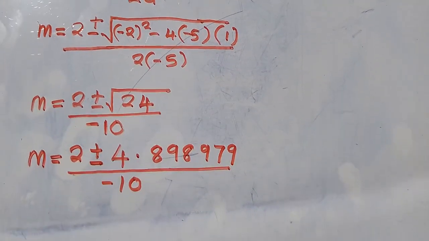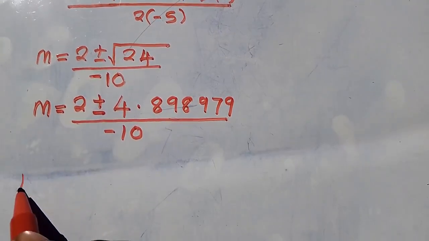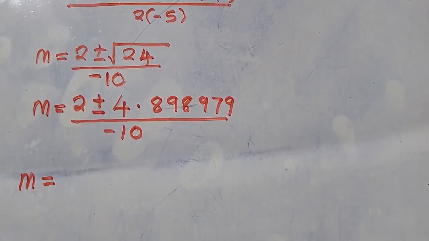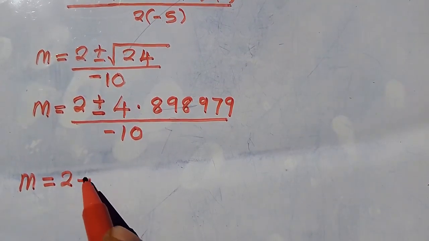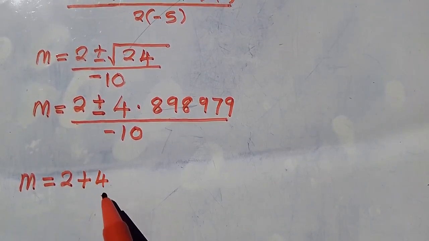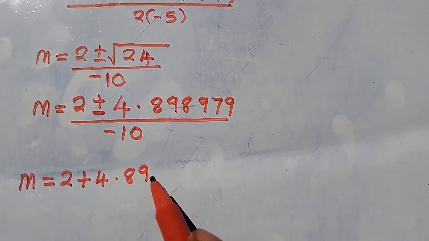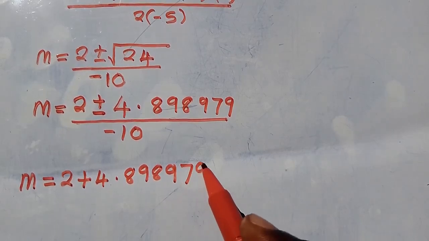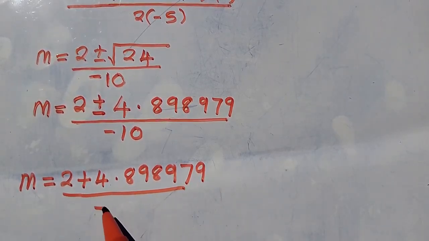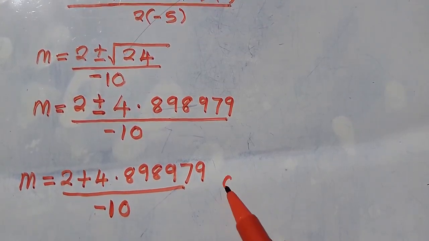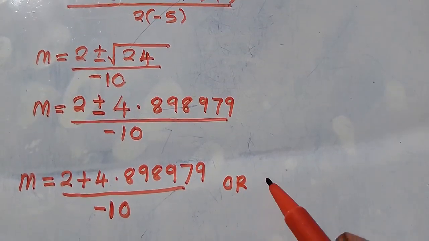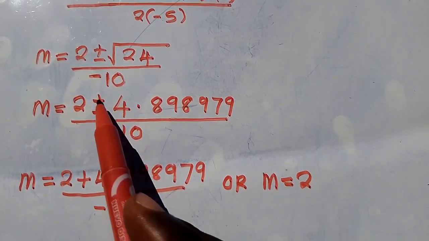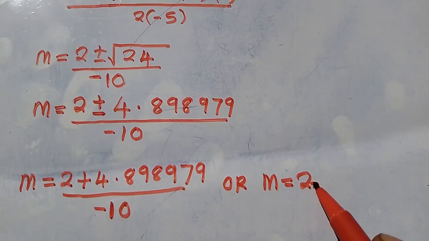From there, I'm going to progress and say that m is equal to 2 plus, I'll go with plus, 4.898979 over negative 10. Have you seen? Then m is equal to 2. It was saying plus or minus, so I'll go with minus. Minus what?